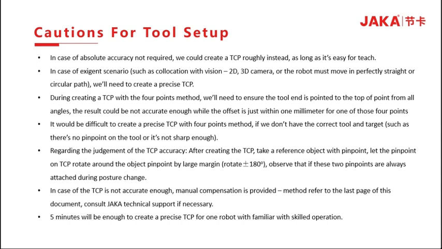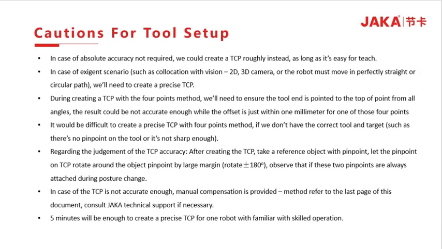Third, when creating a TCP with the 4 points method, we need to ensure that the tool end is pointed to the top of a point from all angles. The result could be not accurate enough if the offset is just 1 mm for one out of the 4 points. Fourth, it would be difficult to create a precise TCP with the 4 points method if we don't have the correct tool and target, such as there is no pinpoint on a tool or it's not sharp enough.